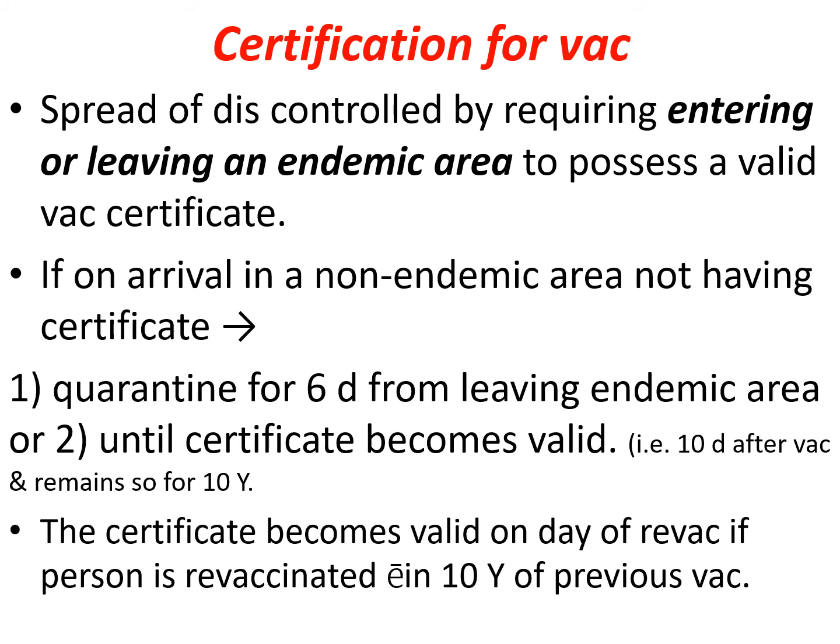Certification for vaccination: spread of disease is controlled by requiring those entering or leaving an endemic area to possess a valid vaccine certificate. If on arrival in a non-endemic area a person does not have a certificate, then quarantine for 6 days from leaving the endemic area or until the certificate becomes valid. The certificate becomes valid on the day of revaccination, if the person is revaccinated within 10 years of previous vaccination. If it is for the first time, it is valid after 10 days.